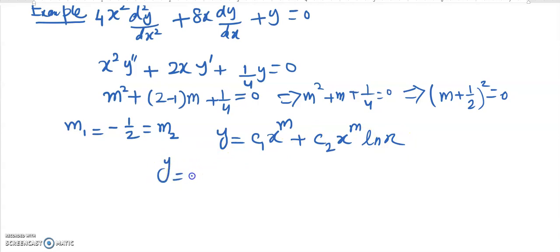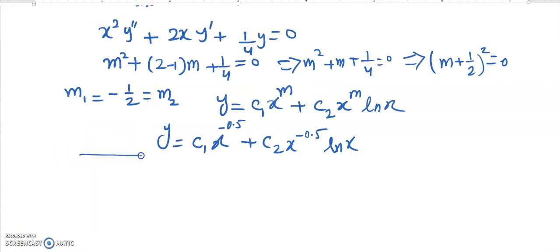So in this way, the general solution will be c1 x power -1/2 plus c2 x power -1/2 times log x. Remember that this is an Euler-Cauchy equation, so you should not confuse it with the homogeneous linear equation with constant coefficients. If it is a homogeneous equation with constant coefficients, its characteristic solution results in the exponential function. So there would be e power over here, and of course there will not be a log x term over here. This is an Euler-Cauchy equation. The solutions are in terms of x to the power.